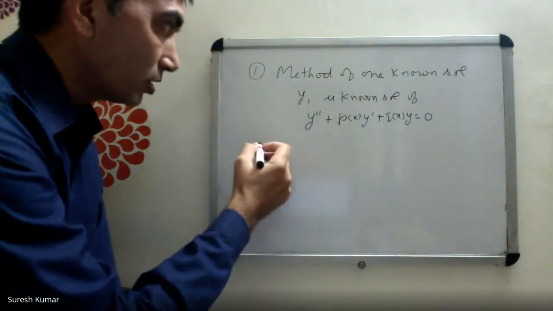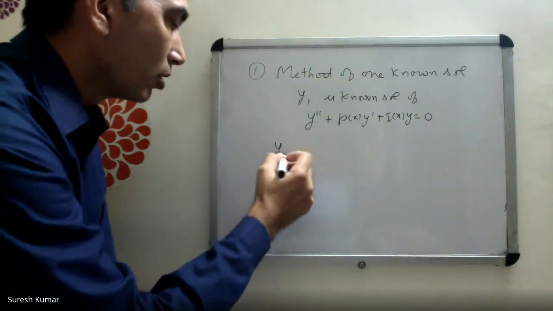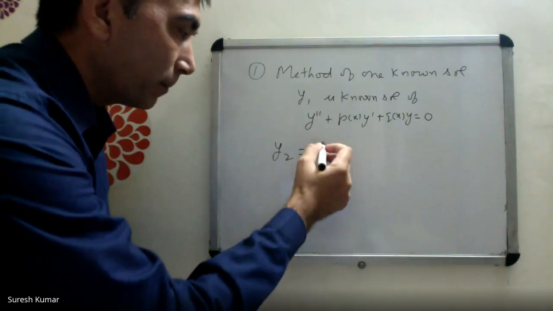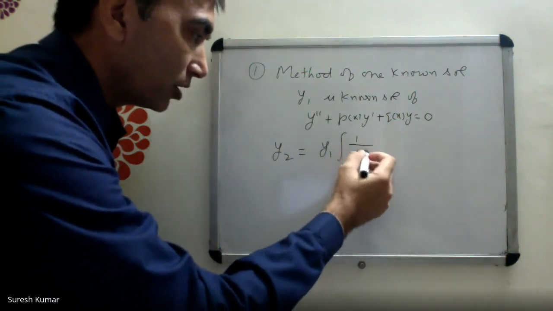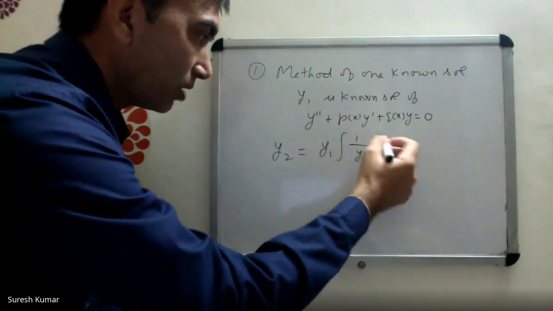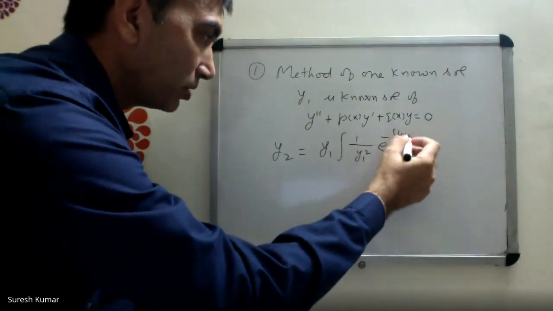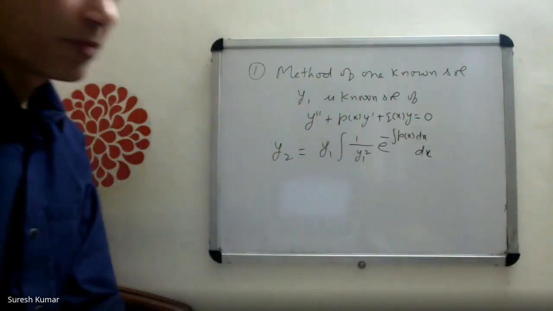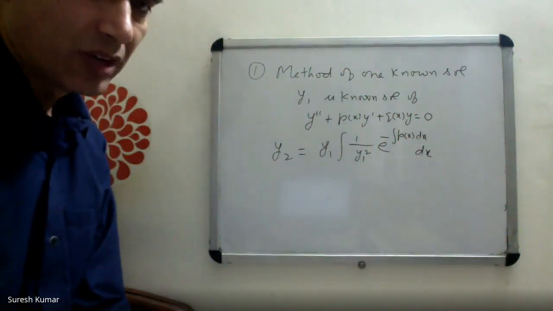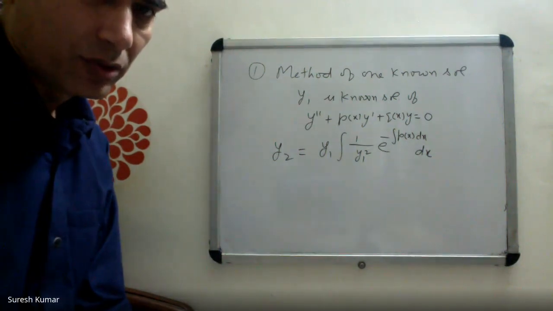The other solution is y2 given by y1 times integral of 1 over y1 square e power minus integral p(x) dx dx. This is a very important formula. You should know it.